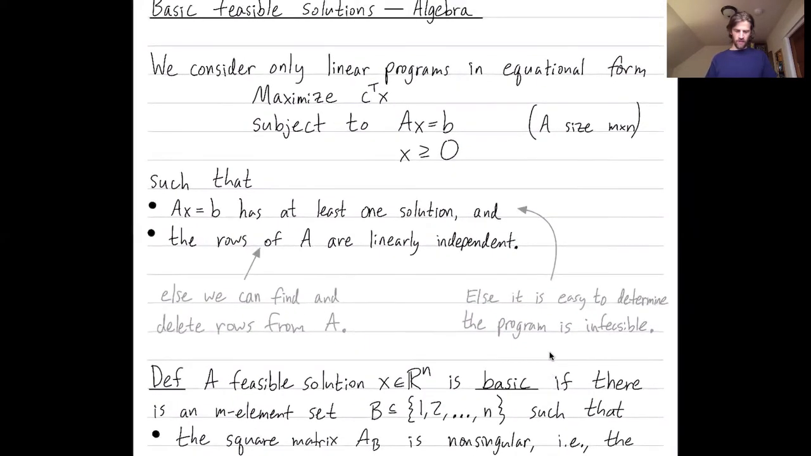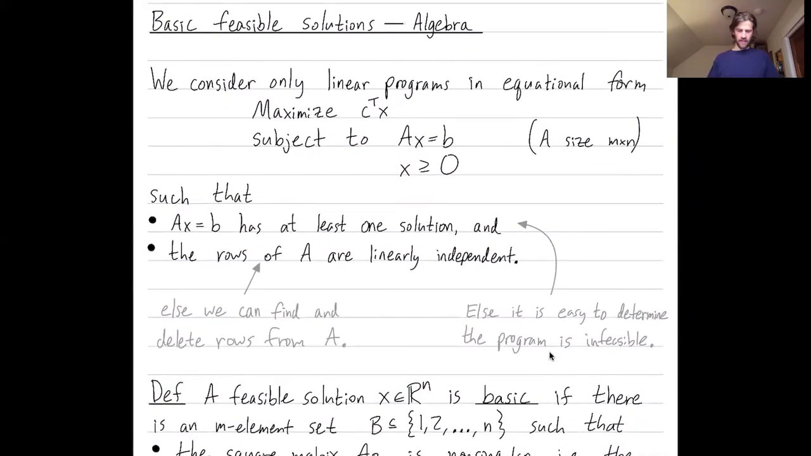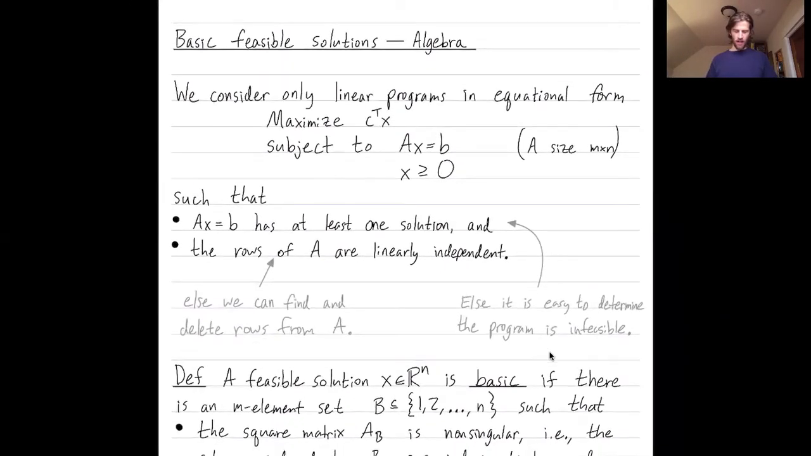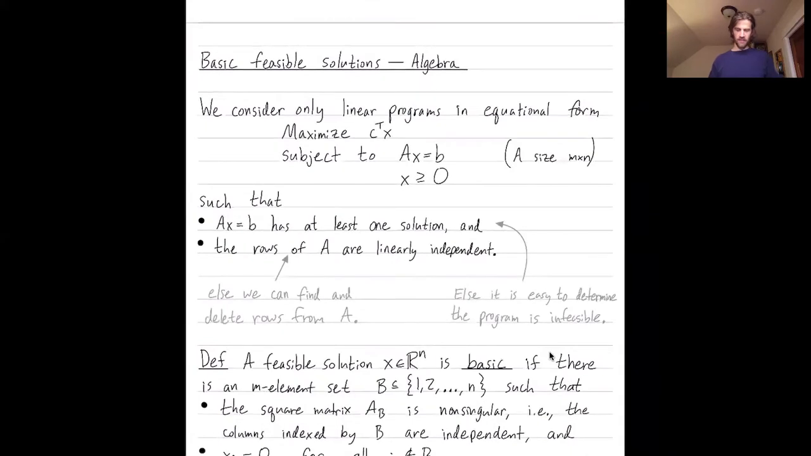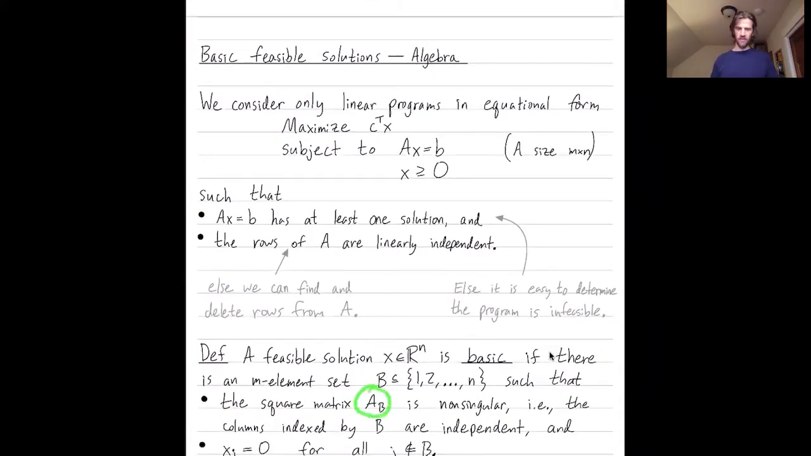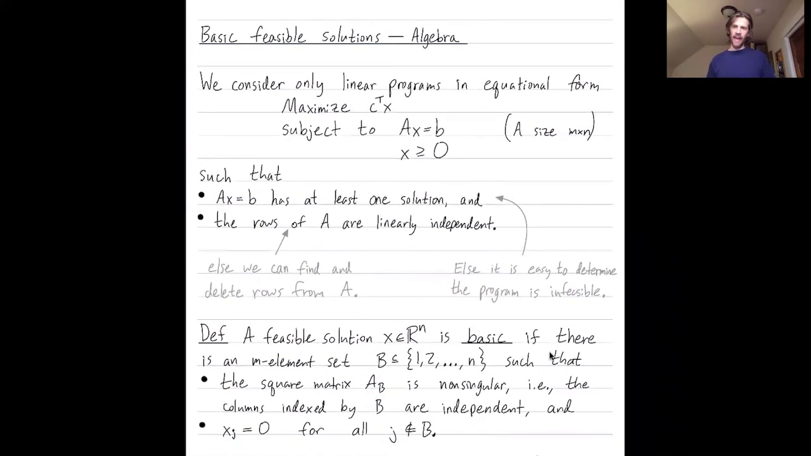Okay. So a feasible solution, meaning a solution satisfying these constraints, is basic if there's an M element subset B. Remember, M is the number of rows of matrix A. N is the number of columns. So N is the number of variables in this vector X. So a feasible solution is basic if there's an M element set B such that the matrix A restricted to B is non-singular, i.e. the columns indexed by B are independent, and if all of the other entries of this vector are 0.